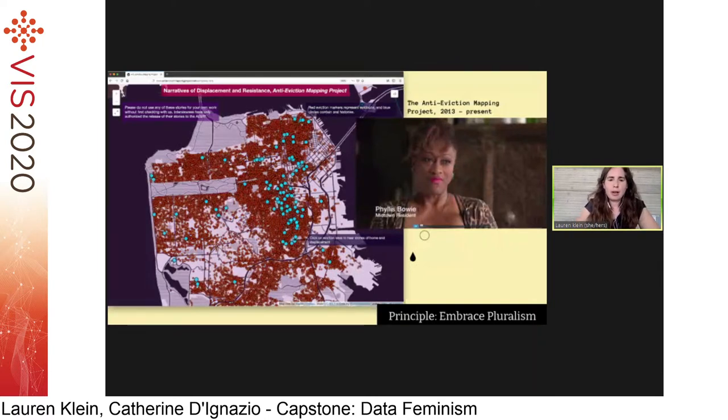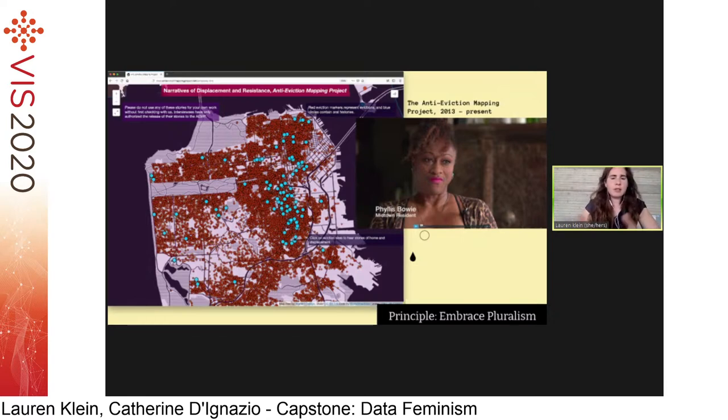So in the book, we also talk about counter data collection efforts like this one undertaken by San Francisco's Anti-Eviction Mapping Project, which you see here. It is a counter data collection effort, but I'm going to talk about it in the context of the idea of embracing pluralism, because since its inception, the AEMP has worked in collaboration with tenants' rights organizations and community groups in the Bay Area in order to collect and map data about the eviction crisis that for a while was local to that geographic region, but as COVID has come to pretty much everywhere in the world, but in the US in particular, eviction is a crisis that is happening everywhere and impacting a huge proportion of people and families in this country right now.